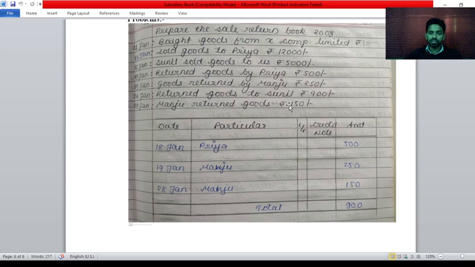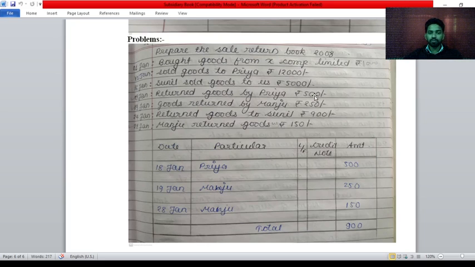Next, Manju returned goods to us rupees 150. So it is a sales return. On 28th January, Manju's account 150. So the total is 900. Like this you have to prepare the sales return book.